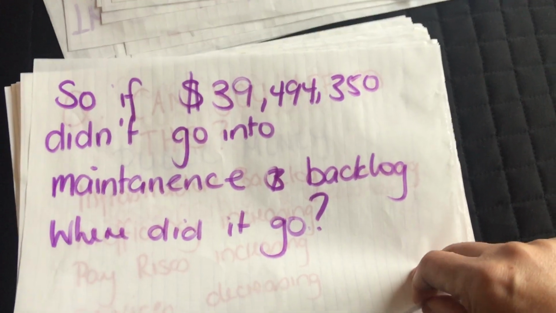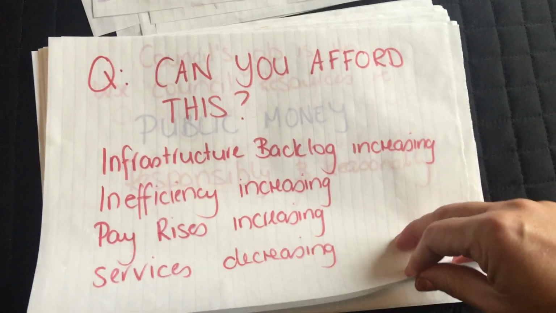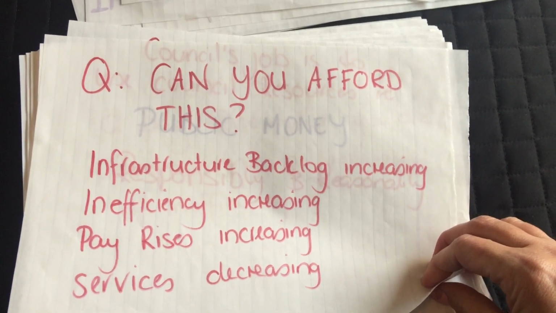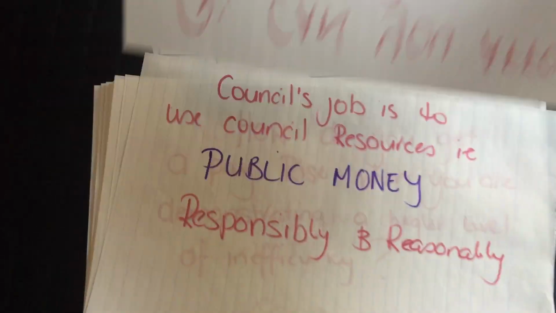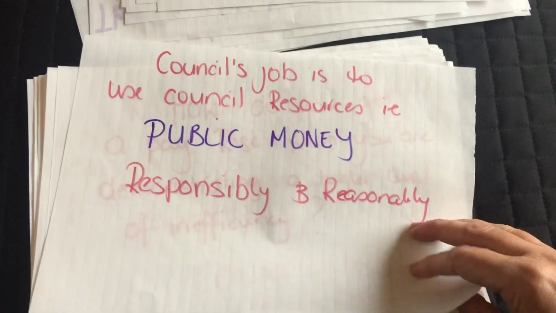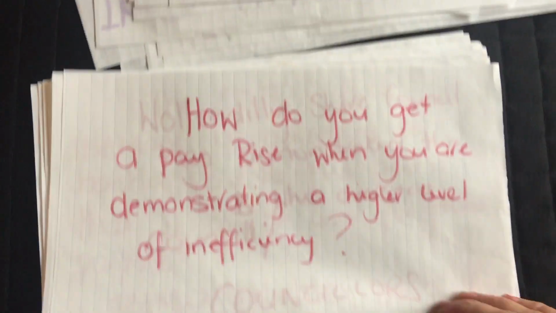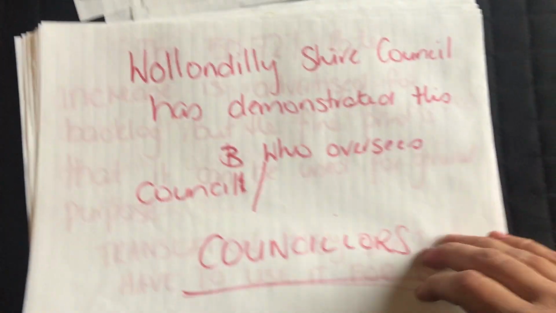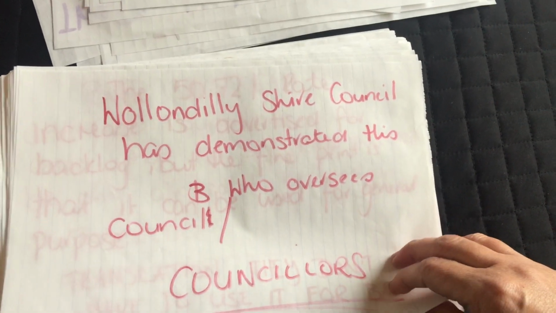So if 39 million didn't go into maintenance and backlog, where did it go? Can you afford this? Infrastructure backlog increasing, inefficiency increasing, pay rises increasing, services decreasing. Council's job is to use council resources, public money, responsibly and reasonably. How do you get a pay rise when you are demonstrating a high level of inefficiency? Wollondilly Shire Council has demonstrated this, and those who oversee it are councillors.